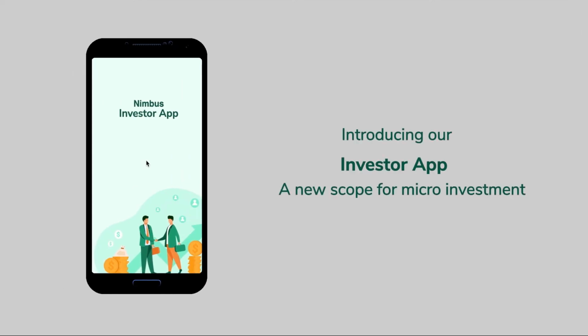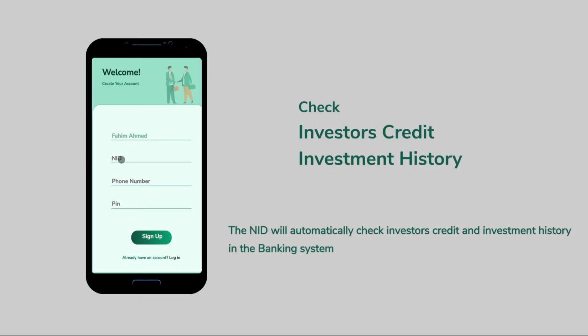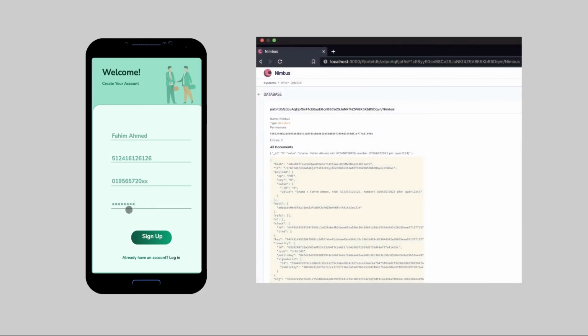Introducing our new investor app, a new scope for micro investment. Anyone can sign up, providing their phone and NID, and it's that simple. The NID will automatically check investors' credit and investment history in the banking system for regulatory and anti-money laundering assurances. The micro investor will be stored off-chain.